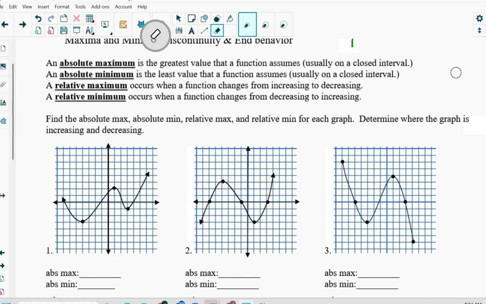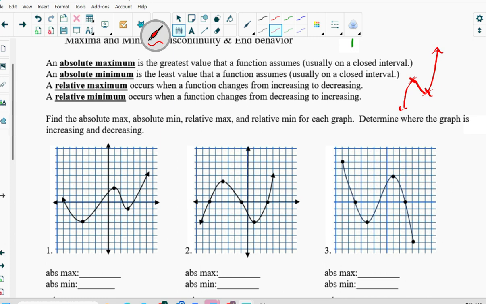Relative max and mins are like the top of a hill or the bottom of a valley, but there are other points on the graph that are higher or lower. So like a graph like that. Do we see how it's a maximum in that little interval, but it's not the highest ever? Same with this. This is a low point on the graph, but not the lowest ever. Do you guys see it? Okay, so that's what we're looking at with these graphs.